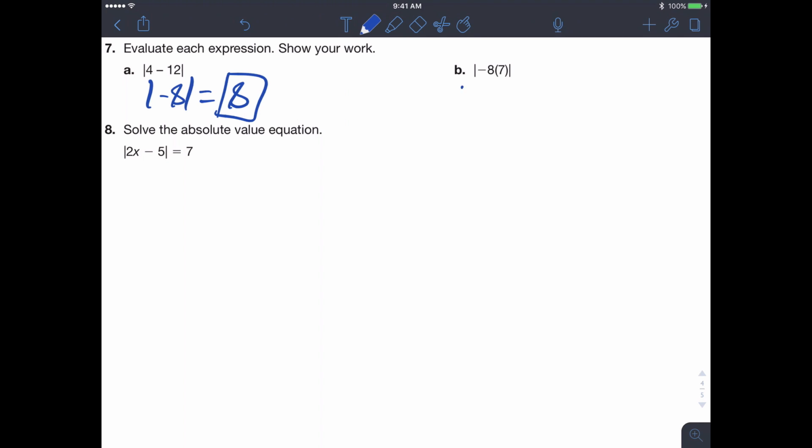Letter B. Negative 8 times 7 is negative 63. Is it negative? No, I think it's 56. My bad. 8 times 7 is 56. Negative 56. And the absolute value of negative 56, again, distance is always positive, is just 56.